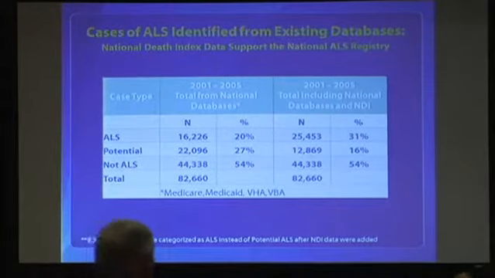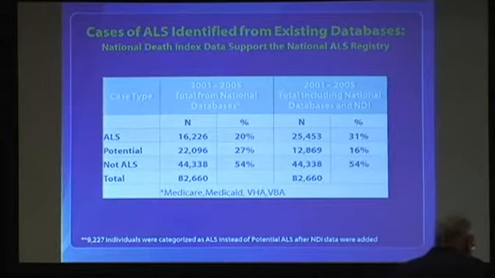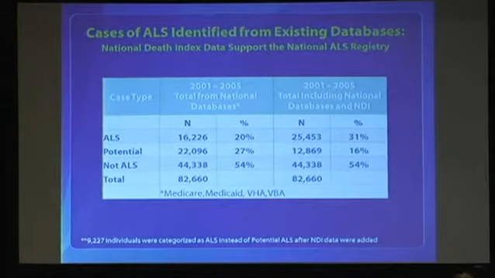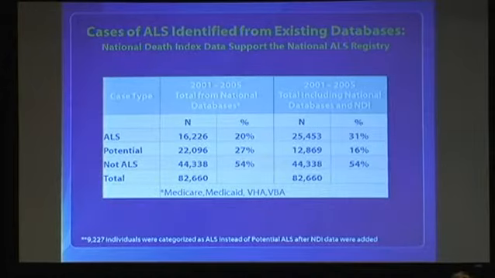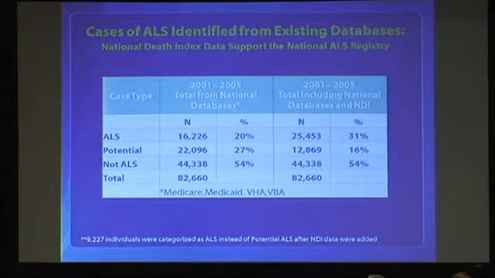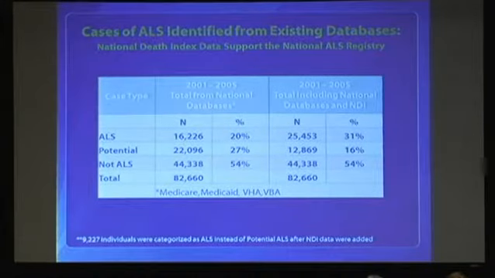So this is a slide that I think speaks to how important the administrative database data are. Just our preliminary analysis shows us that the algorithm is working. So you can see here, from 2001 to 2005 using the algorithm, we identified approximately 16,000 patients. The sensitivity and the specificity are high.